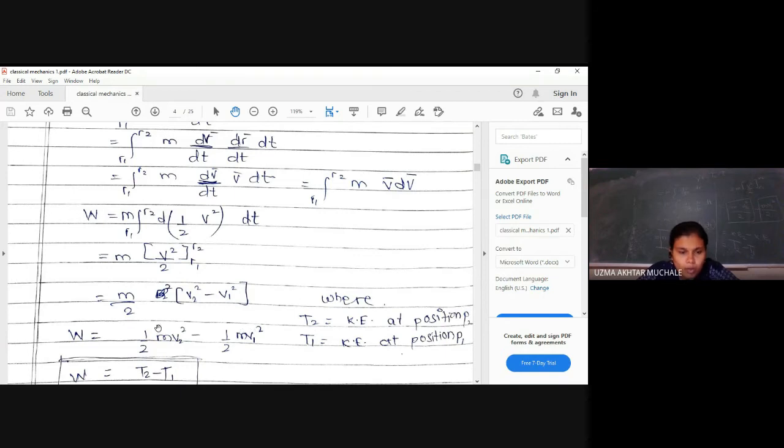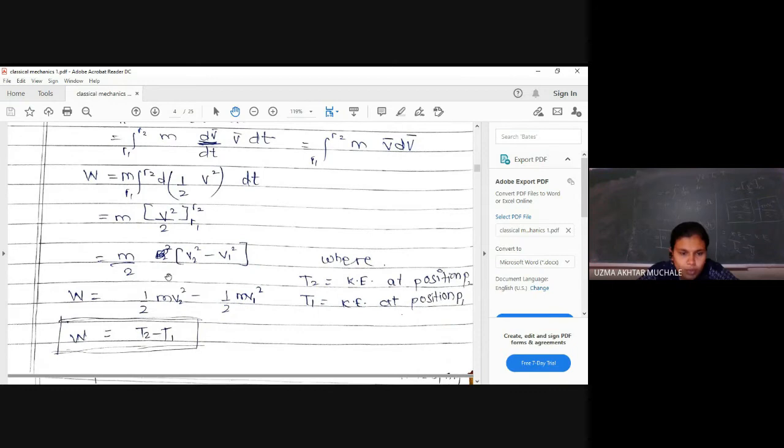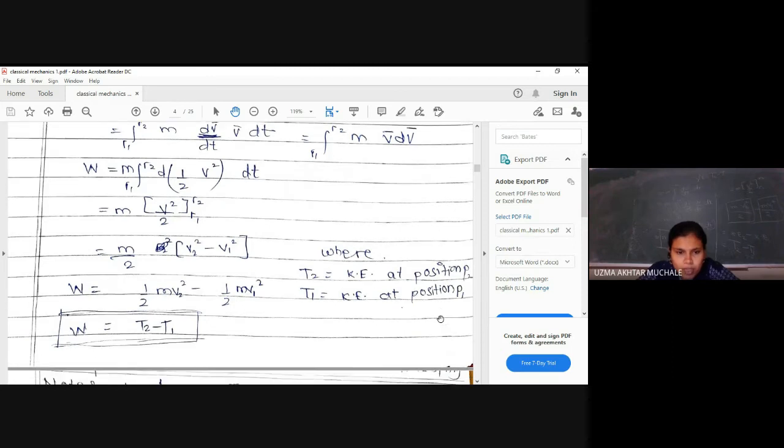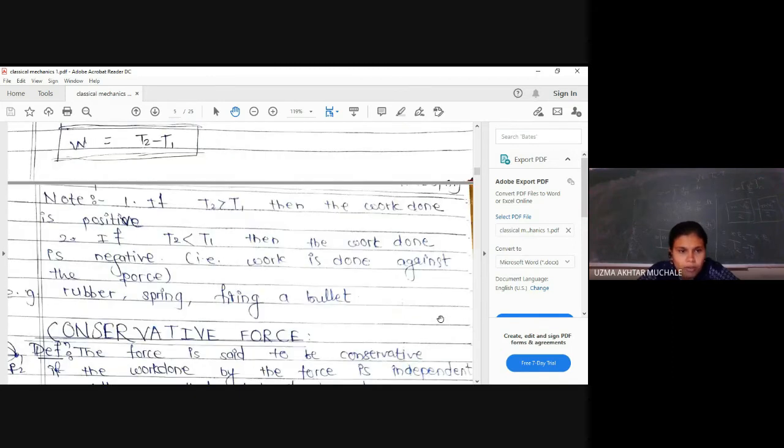Okay. Now what is the formula for kinetic energy? It is 1 upon 2 mv square. So 1 upon 2 m v2 square is nothing but T2 and 1 upon 2 m v1 square is nothing but T1. T2 is the kinetic energy at position P2 and T1 is the kinetic energy at position P1. So in general, we have found that the work done is nothing but T2 minus T1.